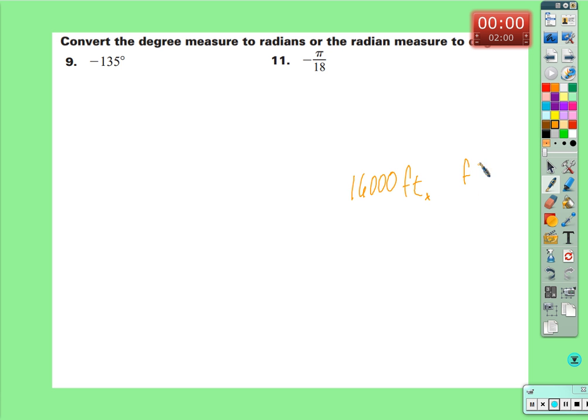Whatever feet over miles, yeah. Or sorry, not feet over miles. We want miles over feet. Yeah. So that the feet cancel. Yeah, that's good. 5,280.